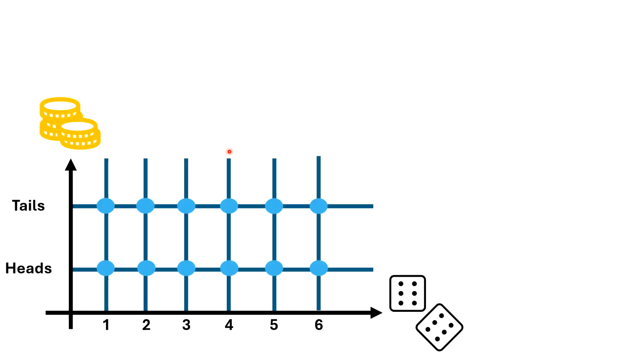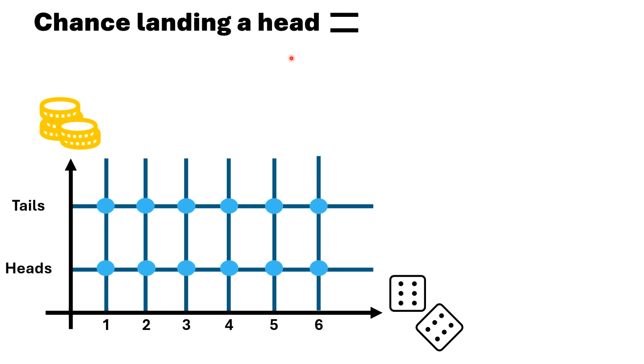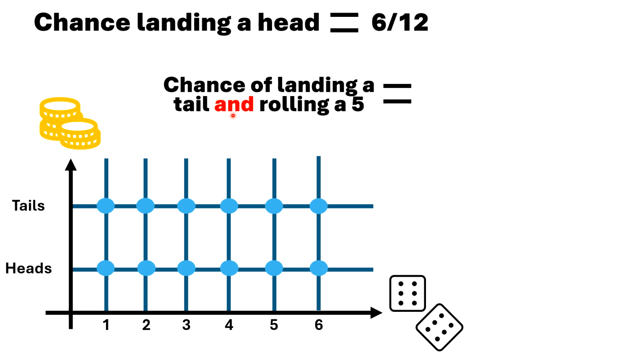Another example, what if you were to toss a coin and also throw a die at the same time? What are the possible outcomes? You can get a number out of 6, and you can either get heads or tails, and this can be represented in this graph. So what is the chance of landing a head? 6 out of 12, as you can see here. What is the chance of landing a tail and rolling a 5? It's going to be right here. Tail, 5. It's 1 out of 12.